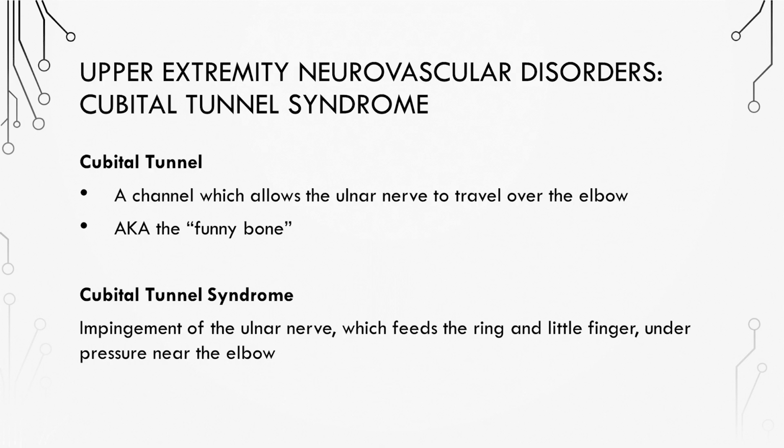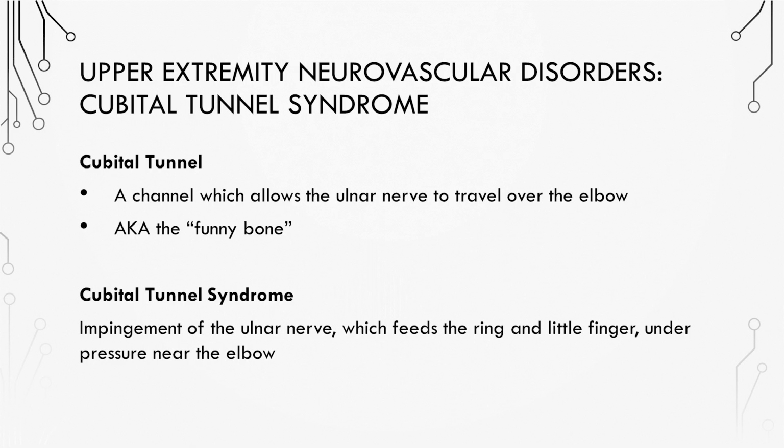Another common upper limb repetitive strain disorder is cubital tunnel syndrome. While carpal tunnel is impingement of the median nerve, cubital tunnel is impingement of the ulnar nerve. This is the nerve responsible for that funny feeling you get when you bonk your elbow. The ulnar nerve feeds the ulnar distribution of the hand, which includes the ring and little finger. This musculoskeletal injury is caused again by pressure, either direct pressure from resting your elbow on a hard surface or due to inflammation at the elbow.